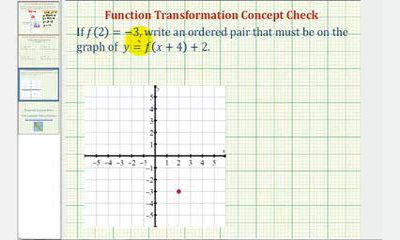If f of 2 equals negative 3, write an ordered pair that must be on the graph of y equals f of the quantity x plus 4 plus 2.